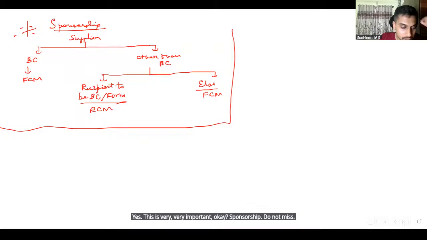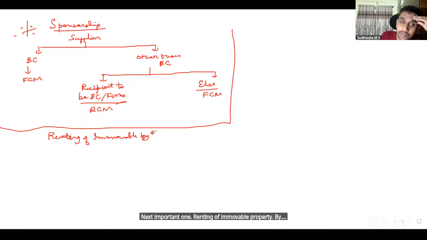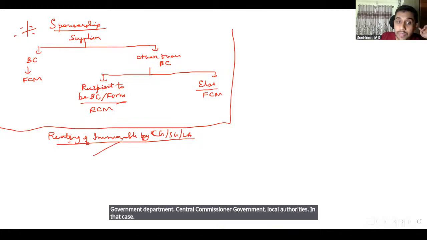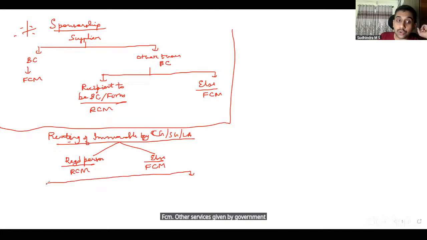Then next we have renting of immovable property. Next important one, renting of immovable property by government department, that is central government, state government, UT, local authorities. In that case, when will it be RCM? When the recipient is a registered recipient, RCM, else FCM. Other services given by government will divide into two categories.